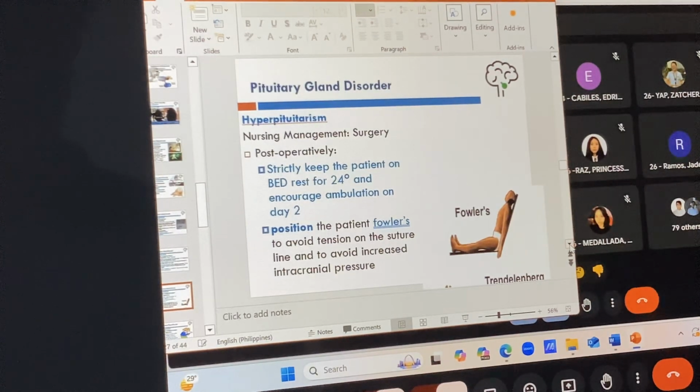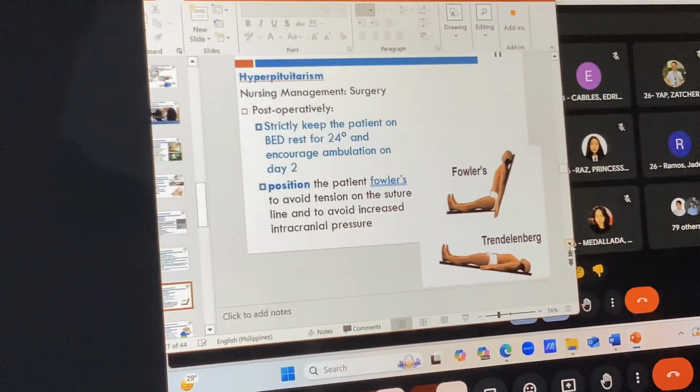Yung suture nyo nandyan sa ilong ninyo. Okay? We don't want it to be compressed and because we wanted to avoid increased intracranial pressure. So, yan ang gagawin natin. Okay? Now, if we wanted to drain the secretions, we can do your Trendelenburg position. Ayan. Pwede yan. Okay? And then, eventually, we need to assess the patient.